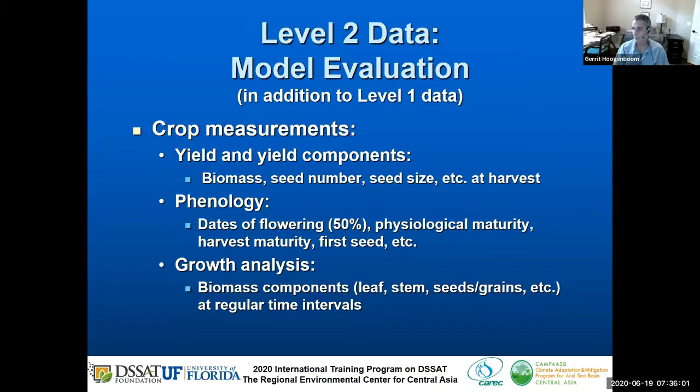And we define in the model flowering date based on the population. So if you decide to take any field measurements, if at least 50% of the plants have at least one flower, we define that as flowering to have occurred.